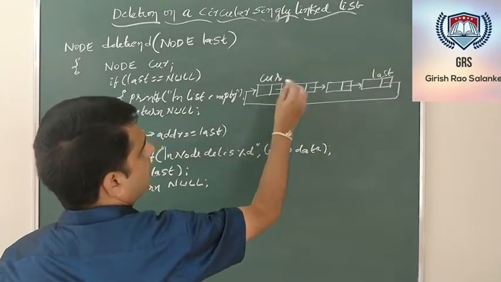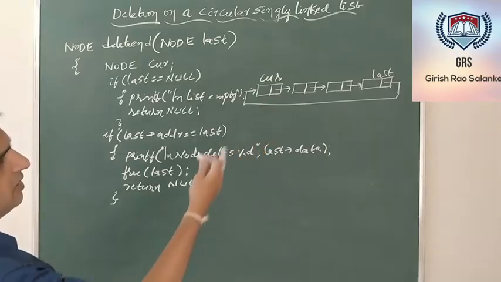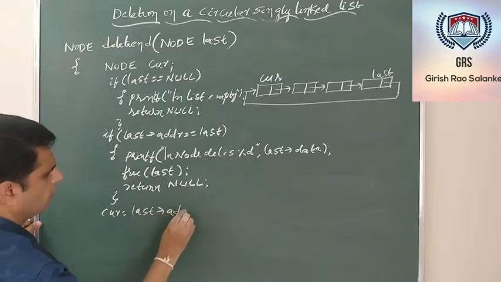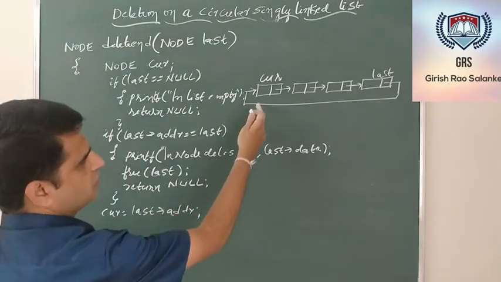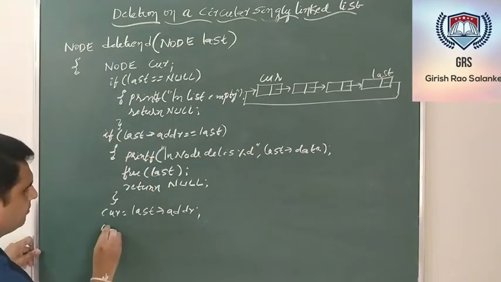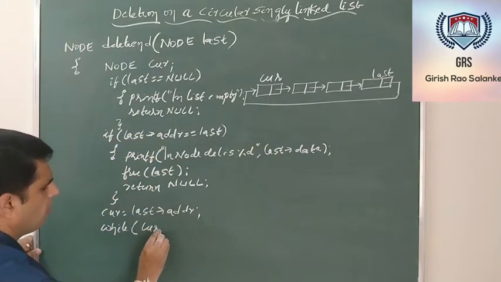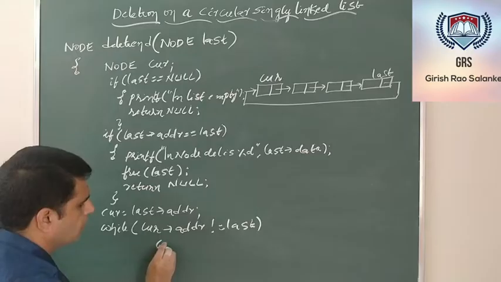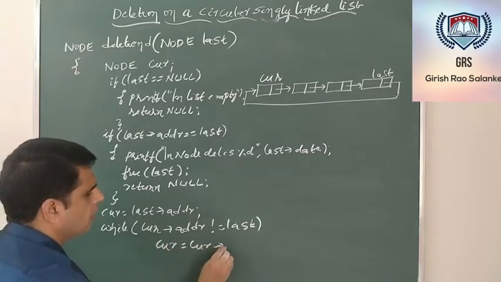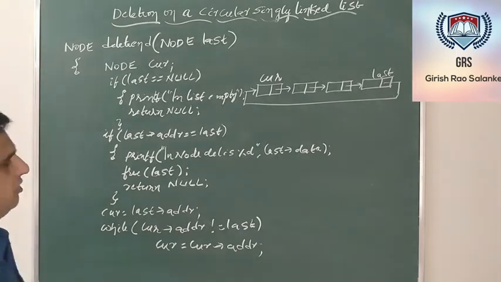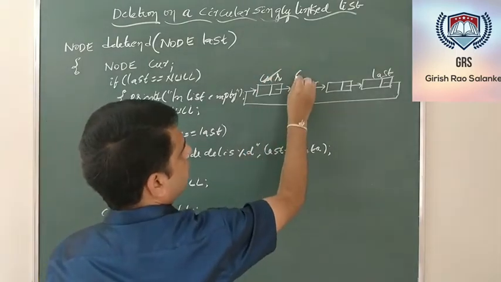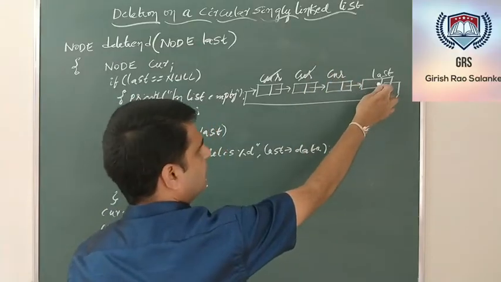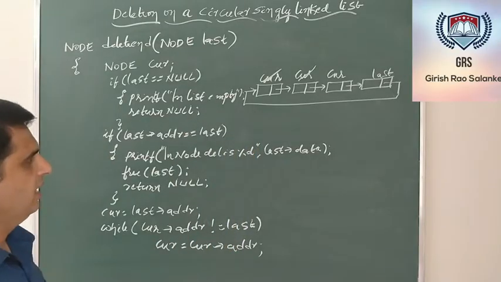Now what I can do is make current hold the address of the first node. The first node address is there in last of address, so current is equal to last of address. Now traverse current from the first node to the last but one node: while current of address not equal to last, current is equal to current of address. Let's see what happens. Current of address is not last, change the reference of current. Current of address is not last, change the current. Current of address is last. Stop here. So I got the reference of the last but one node.